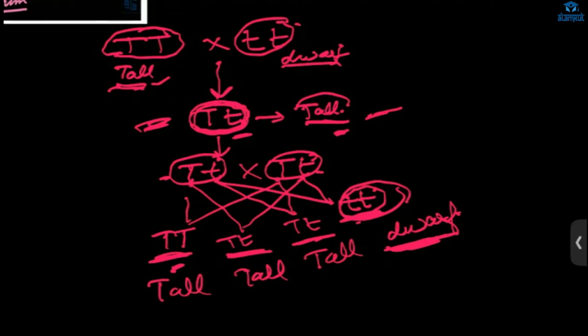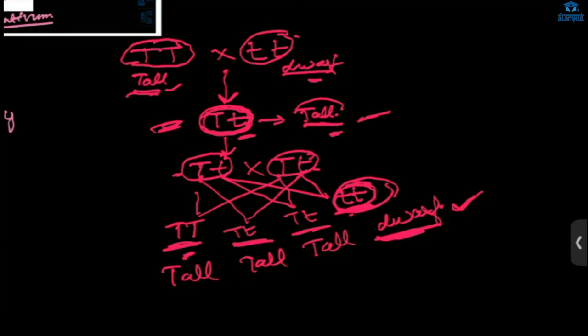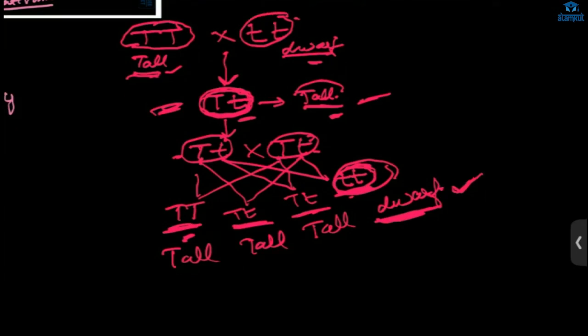So this tall one is dominant, okay? And this dwarf one is recessive. That's why in the second generation, it was not able to express. But in the third generation, when it was free from the dominant one, it expressed itself. Got it? Yes, ma'am. So this was the law of dominance. Mendel gave the law of dominance.